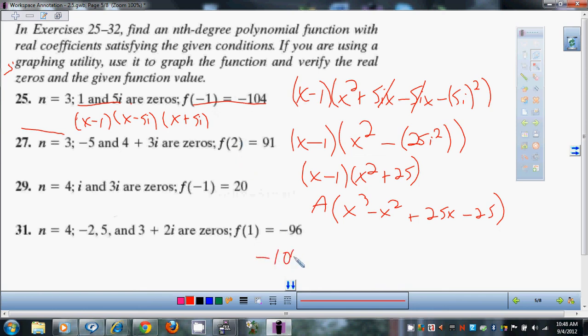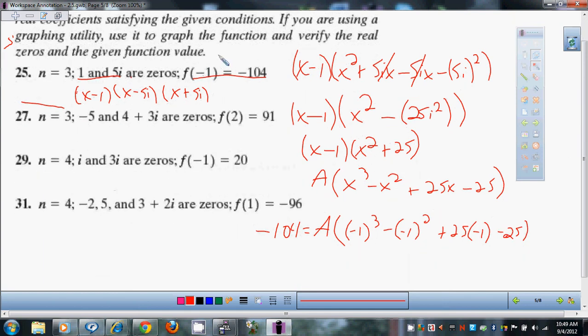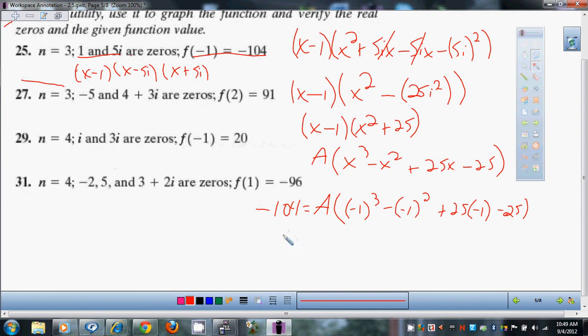So -104 equals a times -1 cubed minus -1 squared plus 25 times -1 minus 25. We plug in -1 for x, set it equal to -104, and solve for our phantom coefficient. What do all those numbers add up to? -1 minus 1 is -2. Minus 25 minus 25, is that -52? Pretty sure that's what that is.